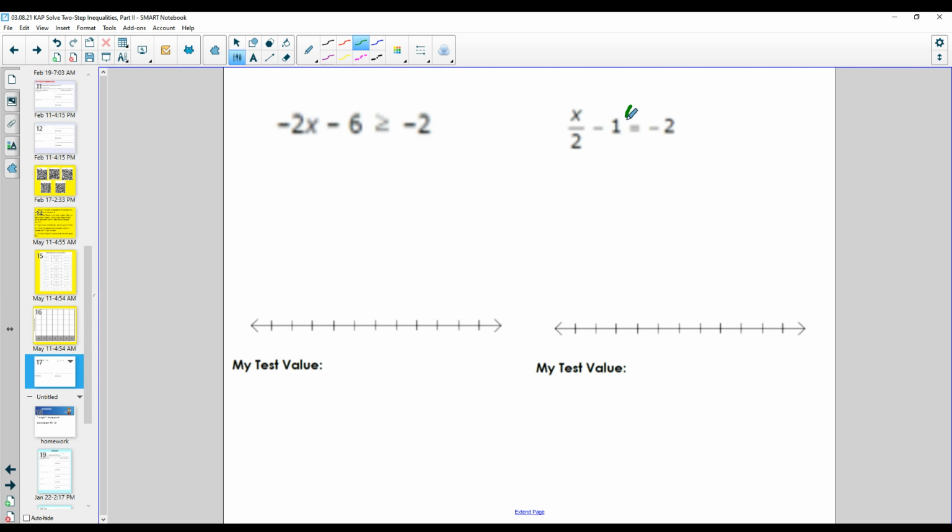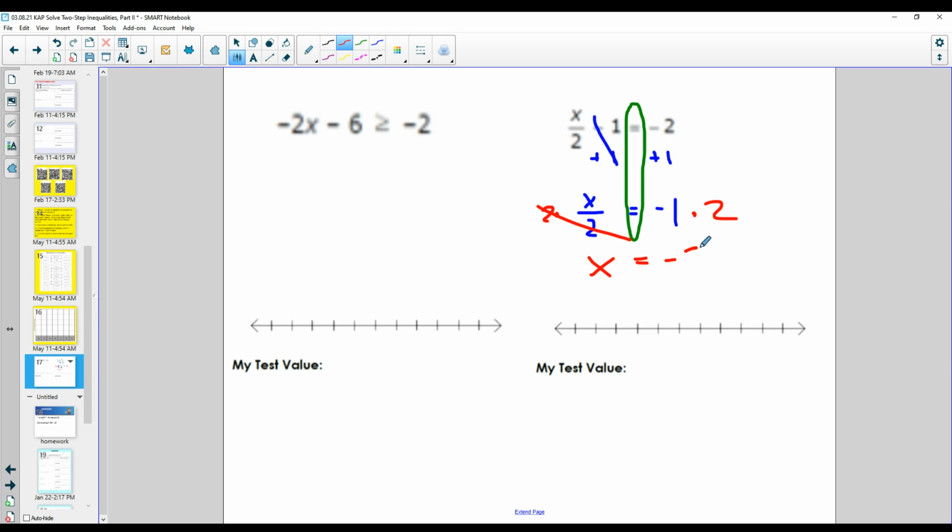What I like to do is have the kids highlight or circle the equal sign. So on this left side, here's our variable x. I tell kids, cover it up with your finger. How can I undo the subtraction of 1? I add 1 to both sides. This cancels. x divided by 2 equals -2 plus 1, which is -1. Now, how do I undo a dividing? I have to multiply both sides by 2. Cancel. x is equal to -2.